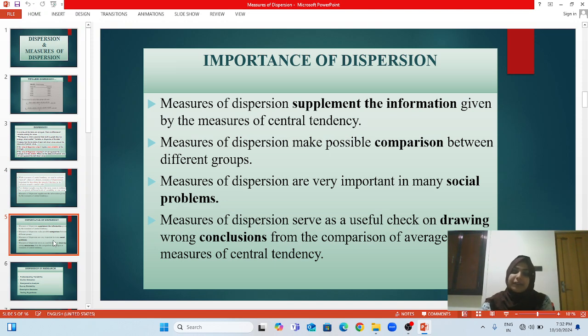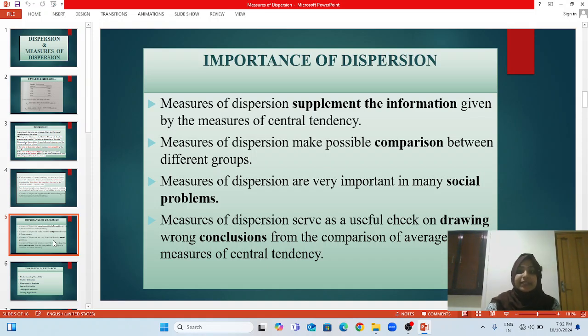In the next slide, we are going to discuss its importance. The importance of dispersion in general is that it supplements the information given by the central tendency measure. As we all know, dispersion does not entirely neglect the central tendency measure. It needs the central tendency measure to fix the center or the average, and it is seeing how the data is spread. So it is supplementing the central tendency measure.